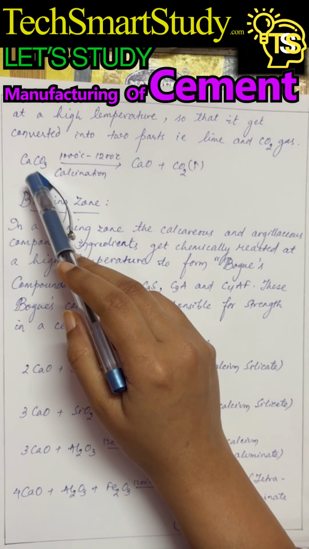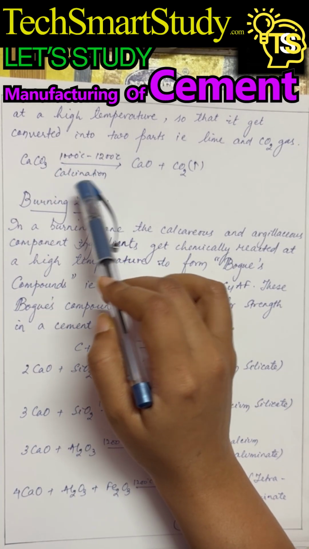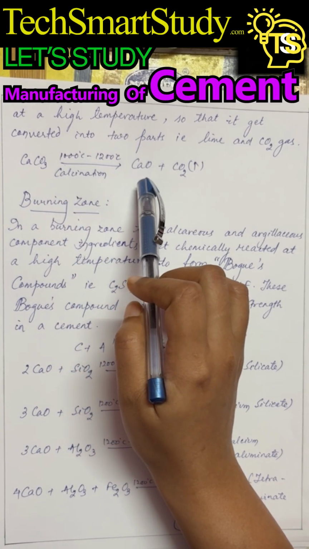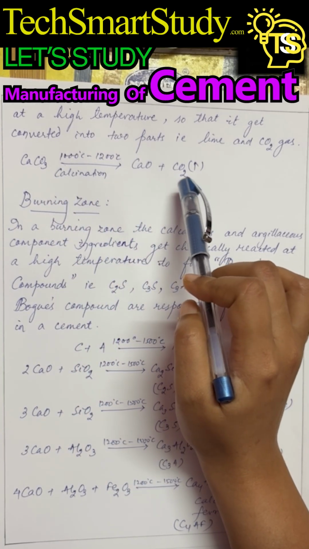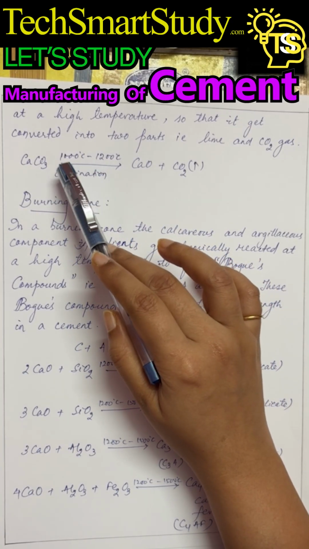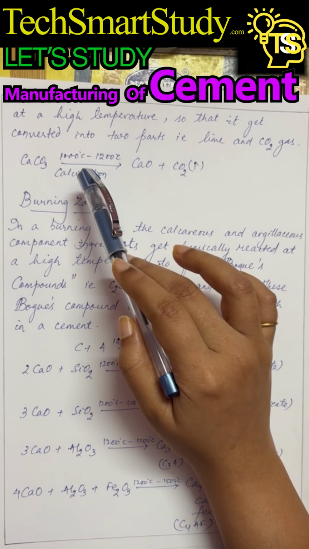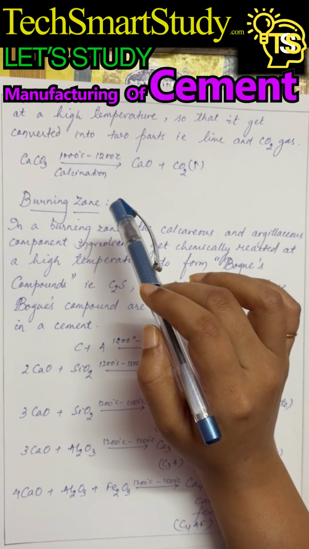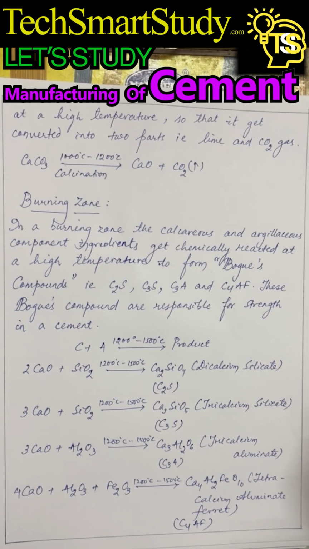Now see, this is limestone CaCO3 which is calcinated into CaO plus CO2, and this is carried out at a temperature around 1000 degrees centigrade to 1200 degrees centigrade. Now the last zone is the burning zone. In the burning zone, the calcareous and argillaceous ingredients get chemically reacted at high temperature to form Bogue compounds, that is C2S, C3S, C3A and C4AF. These Bogue compounds are responsible for strength in cement.